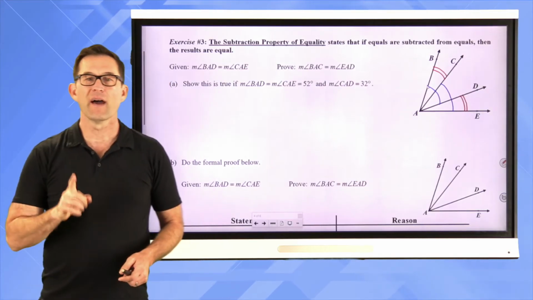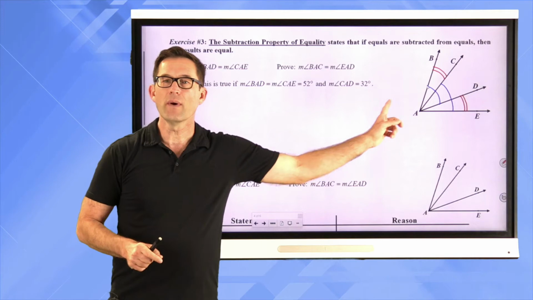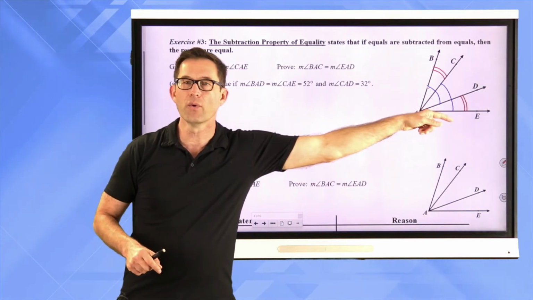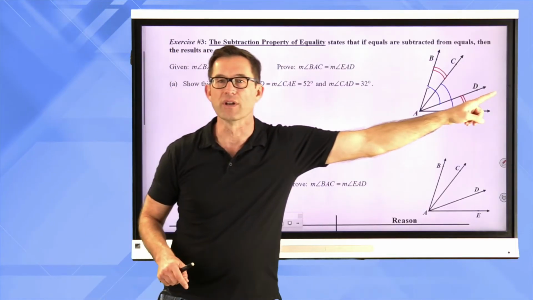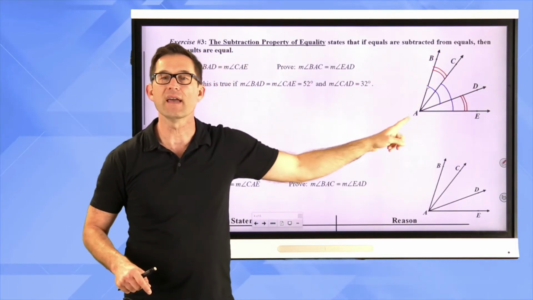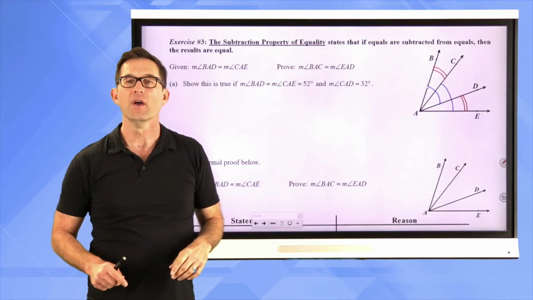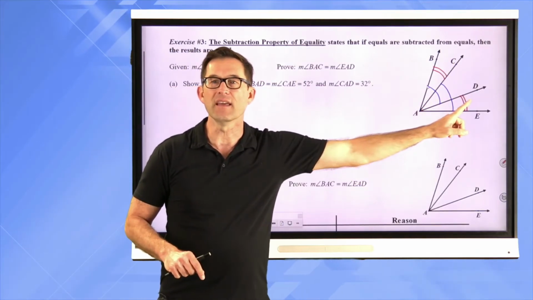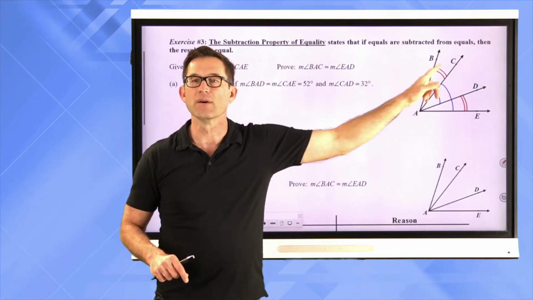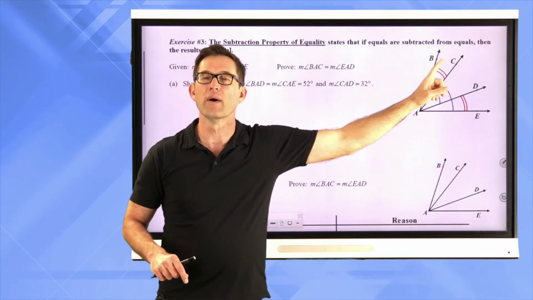Now notice, the two angles that we know are congruent to each other share a portion. They share angle CAD. They actually overlap. So eventually, we're going to want to subtract CAD from both of the two angles that we know in order to get the two angles we want.